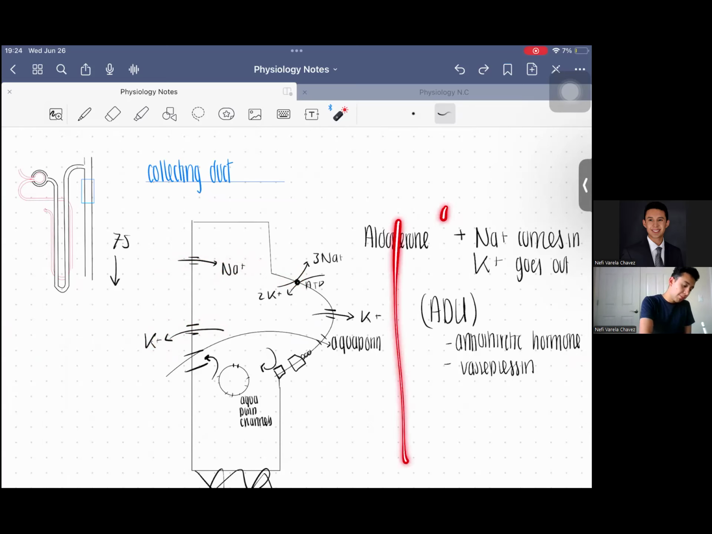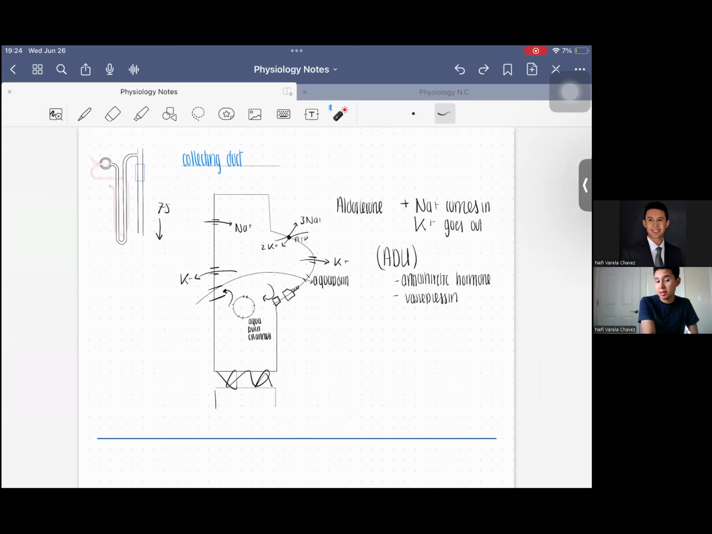Something cool is going to happen here. We're going to have this G protein that is going to be activated in the presence of ADH. So this is going to help us to create these aquaporin channels that are going to open these aquaporins from here to here, facilitating the movement of water. Okay, so that's pretty much it.